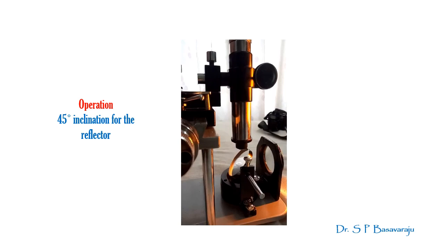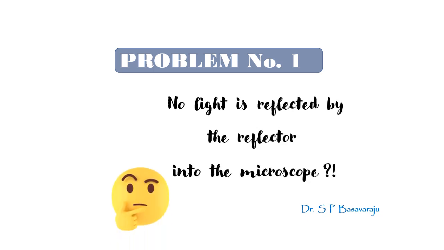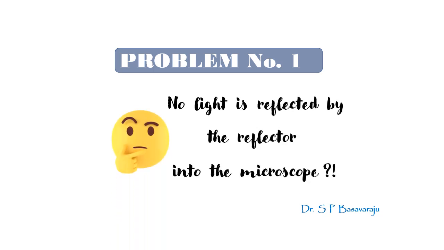Now let's consider the possible problems. Problem number 1. What if you don't see any light at all, no matter what you do with the reflector? Then you must still try turning it over a slightly larger angle, maybe over plus or minus 10 to 15 degrees more than the earlier times. You are likely to see the light. But then also if you don't see any light, what next then? Remember, this is the very first problem that may bother you when you take up this experiment.